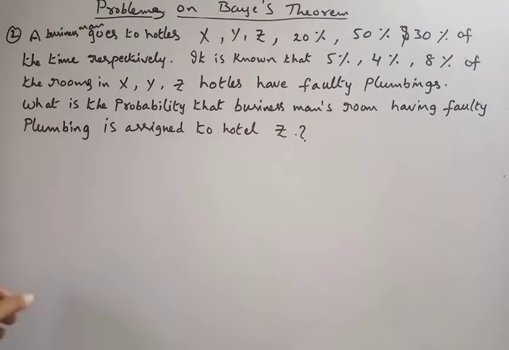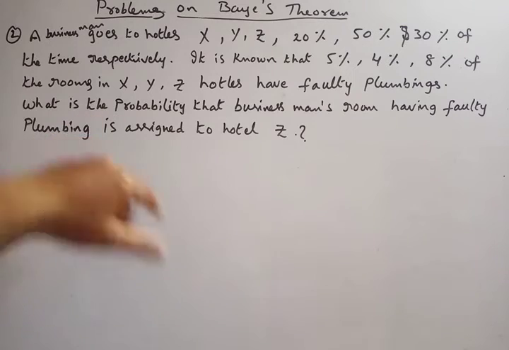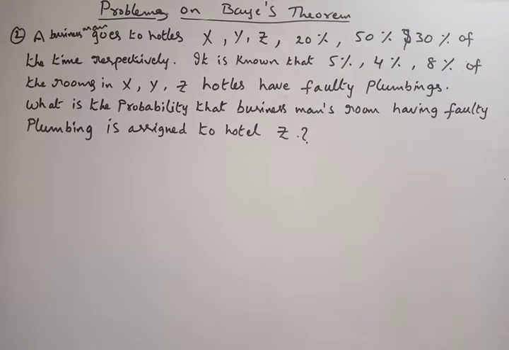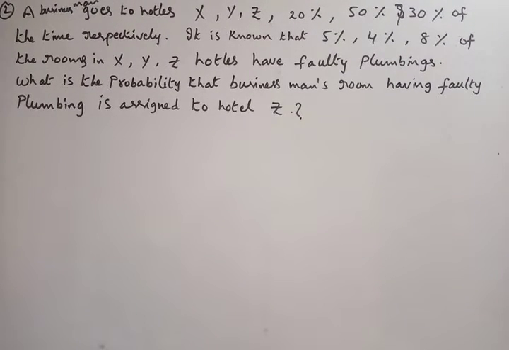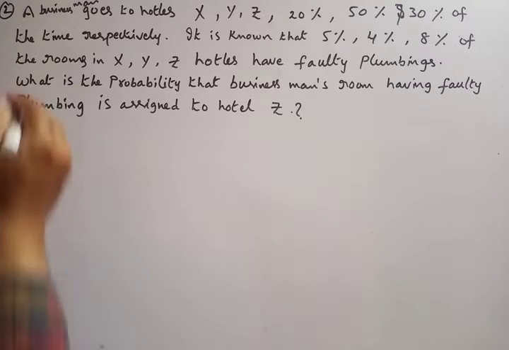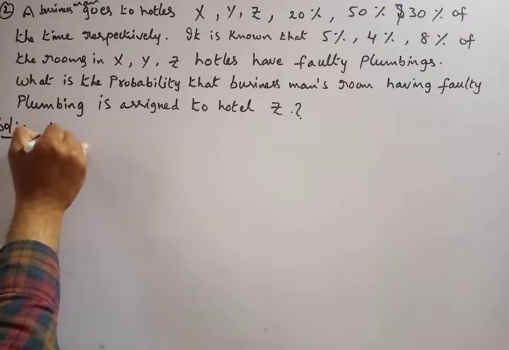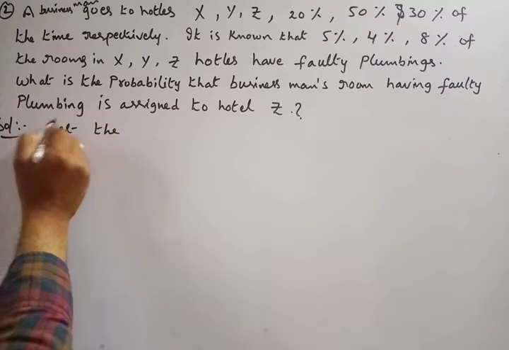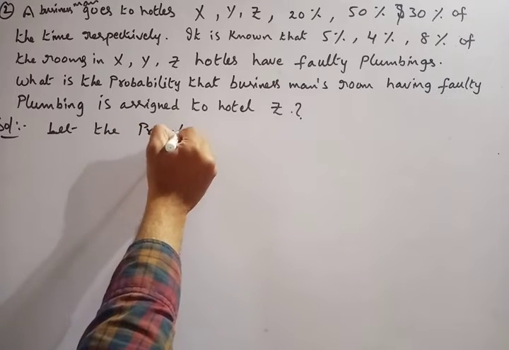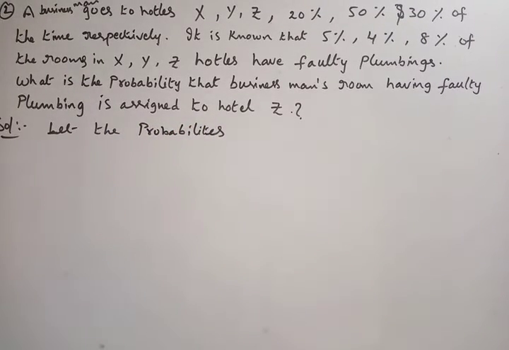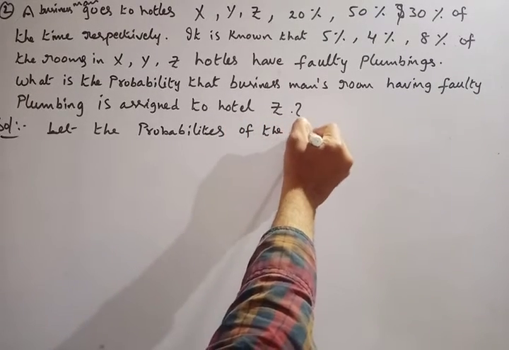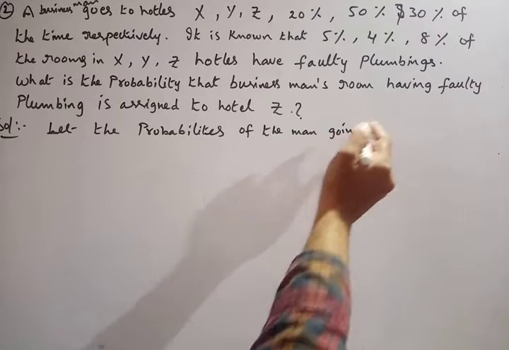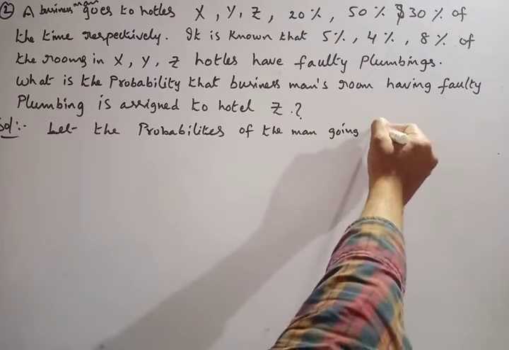That means before only you need to calculate. So if he is assigned to hotel Z, then what is the probability that the businessman's room is having faulty plumbing? So what we have to do here, first of all, solution: let the probabilities of the businessman going to hotels.